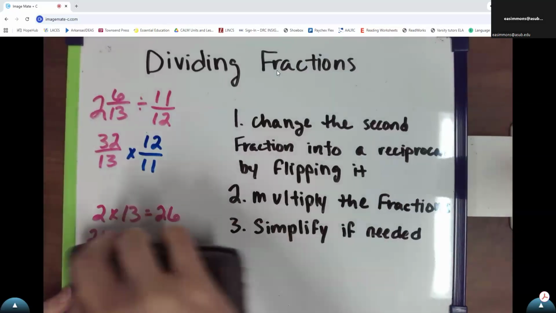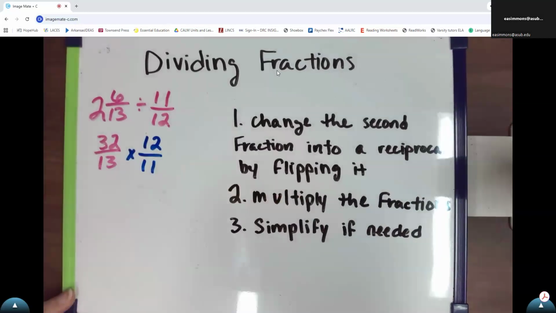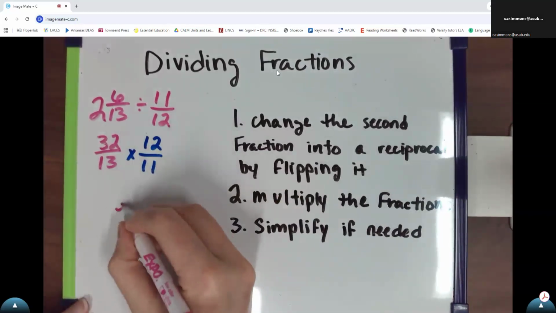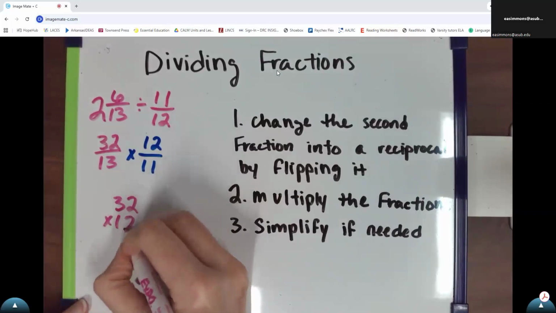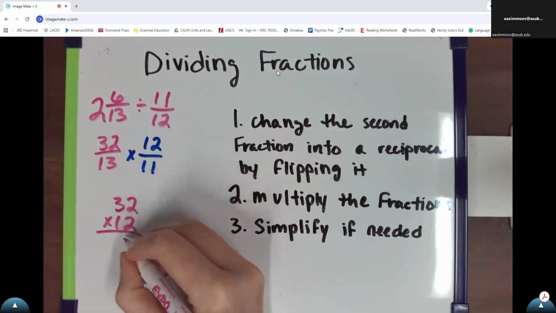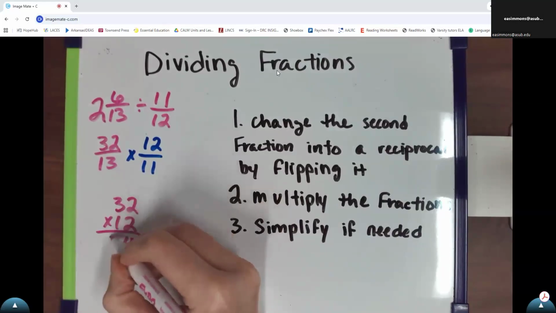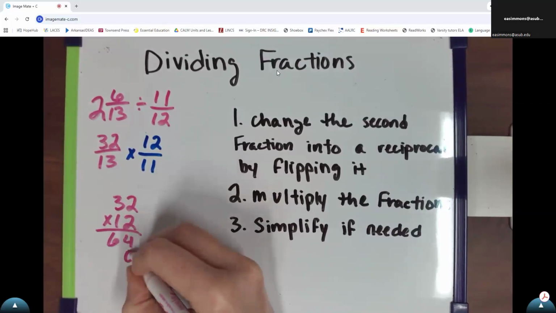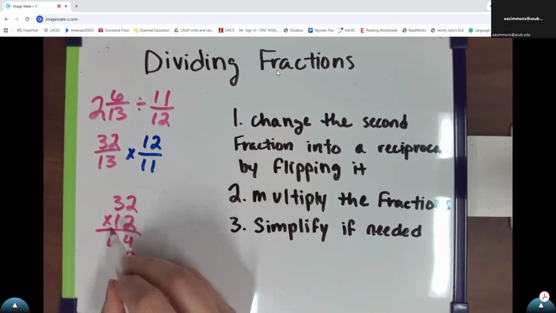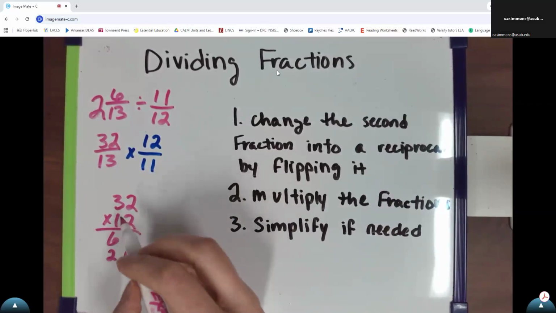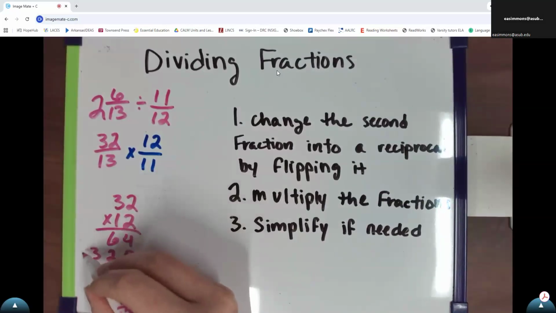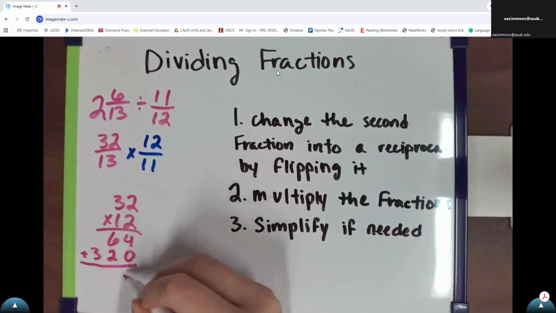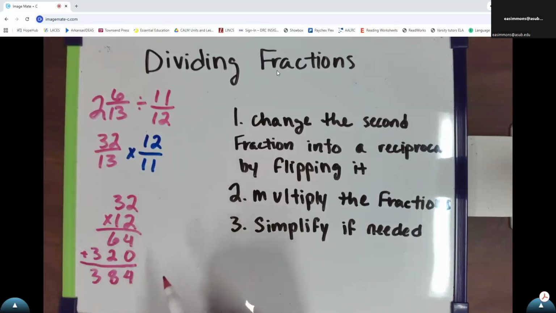And for those of you who aren't using a calculator at all for this, let's multiply it out. 32 times 12. 2 times 2 is 4. 2 times 3 is 6. Put our placeholder 0 down because we're going to our tens place. 1 times 2 is 2. And 1 times 3 is 3. So we'll add these. 4 plus 0 is 4. 6 plus 2 is 8. And our 3 comes down. So 32 times 12 gets us 384.